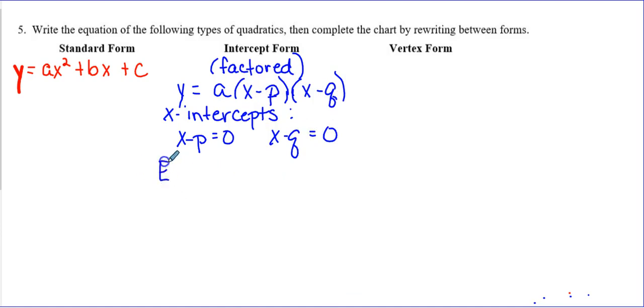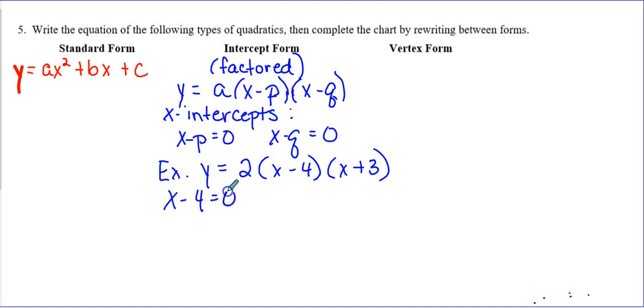So let's say you had y equals 2 times x minus 4 and x plus 3. What you'd do is you'd set up each one of these equal to 0. So x minus 4 equals 0, and x plus 3 equals 0. And that way, if you add 4 to both sides and subtract 3 from both sides, x would equal 4 and x would equal -3.